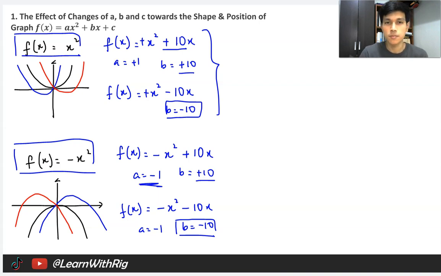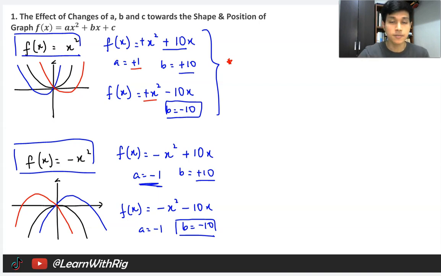So you don't have to remember both, you just have to remember the top one. If it's a positive a value, that means it's a positive graph, and you have a positive b value, you move towards the left. If you have a positive graph again but a negative b value, you move towards the right hand side.